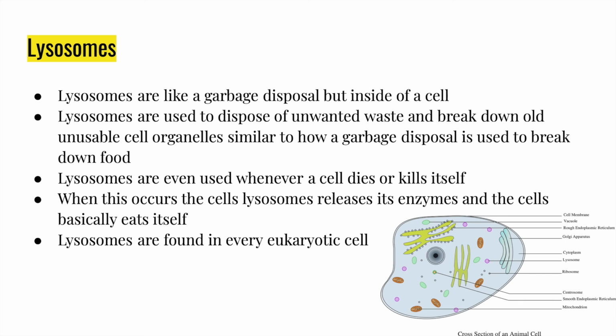Lysosomes are even used whenever a cell dies or kills itself. When this occurs, the lysosomes release their own enzymes and eat the cell alive, basically. Lysosomes are found in every eukaryotic cell, and they are these little pink dots in this diagram.